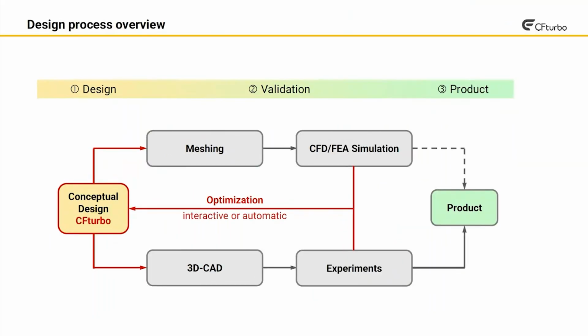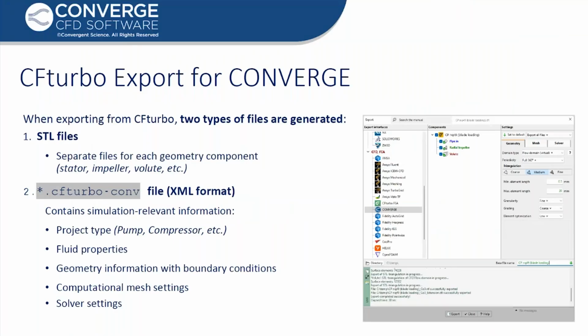All right. Thanks, Gero, for going over all the different kinds of turbomachinery problems that CFturbo can solve, and also talking about the capabilities and the design process that you follow. So now I'm going to talk about the CFturbo export that's specifically for Converge. So right now, CFturbo has export functionality for different software, and Converge is now part of it.